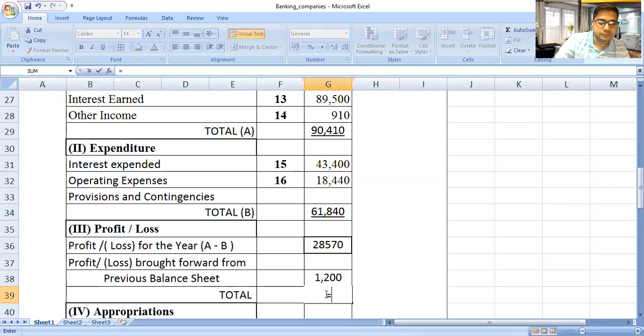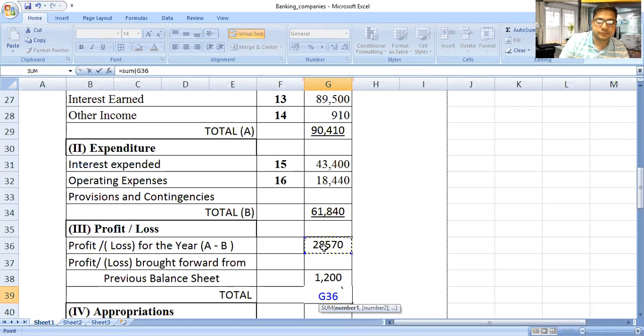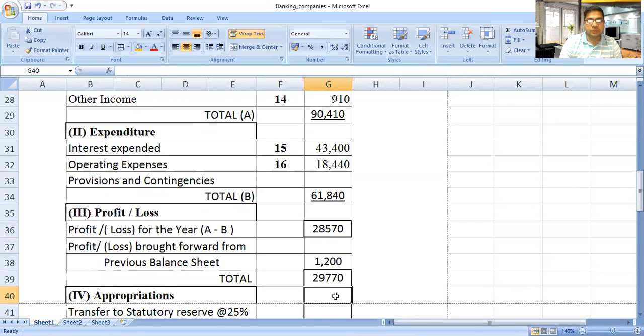The total that we have to add. Total of profit here is 29,770. Then friends, the appropriation part is very important.